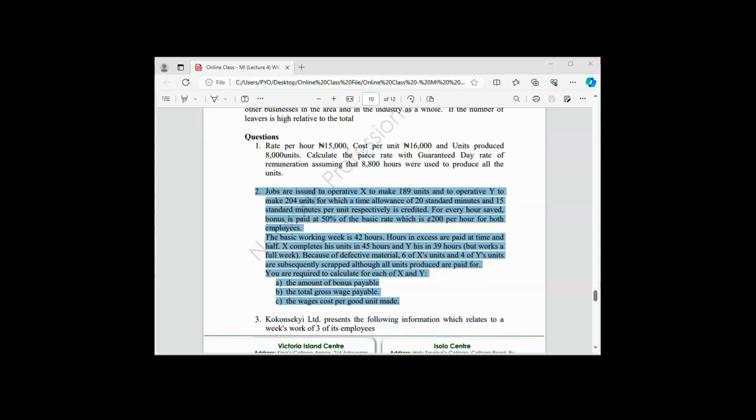Now, how many operatives do we have? Two. Operative X and operative Y. Now, looking at it, let me summarize this in a simple way so that you can have a better knowledge.